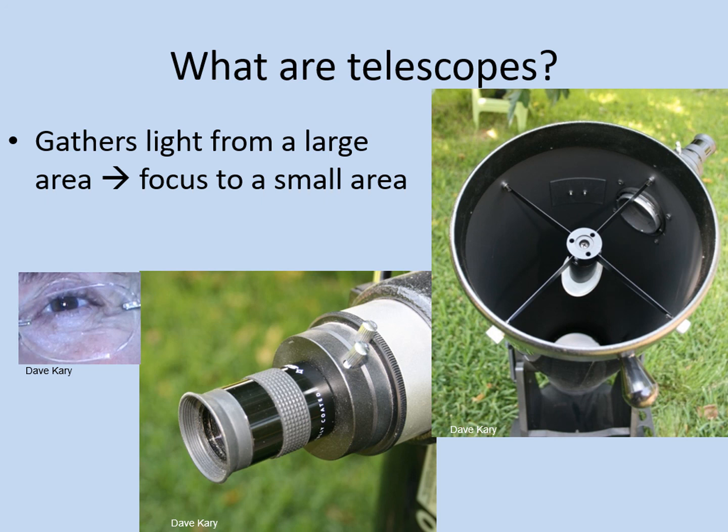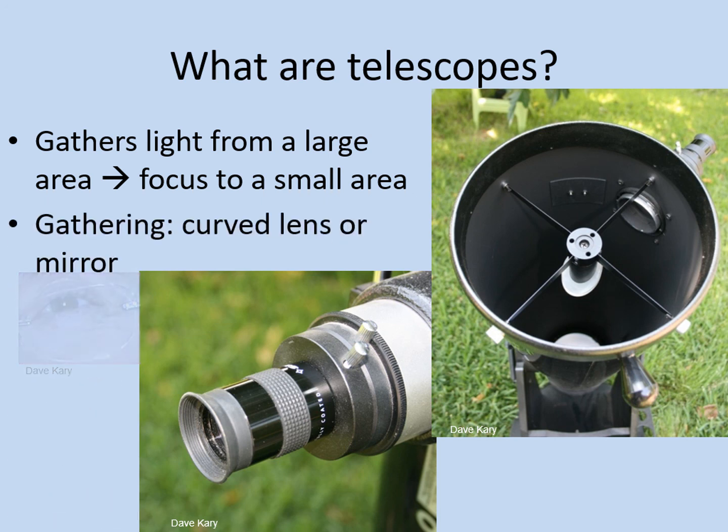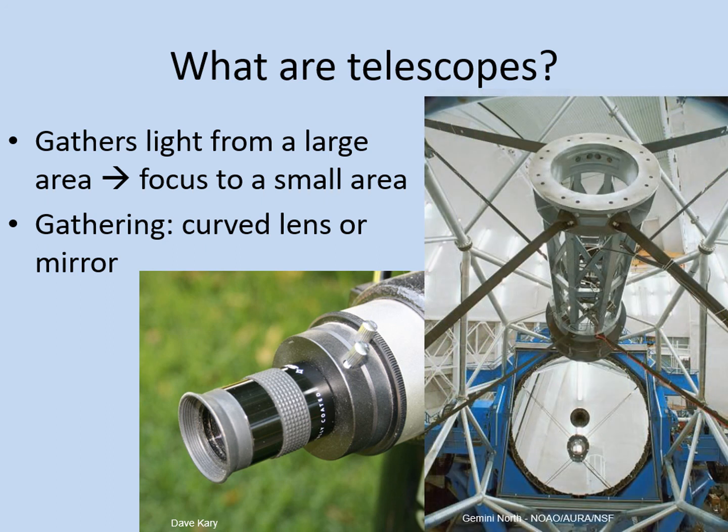If we're going to see these small, faint objects, we need to get more light into our eyes than what simply falls onto our pupil when we look up. The way a telescope gathers light from a large area is by using a curved lens or mirror. We're looking here at the 8-meter diameter mirror of the Gemini North Observatory in Hawaii.